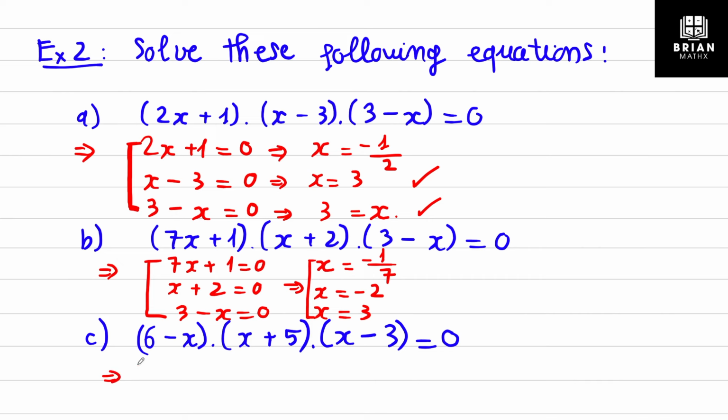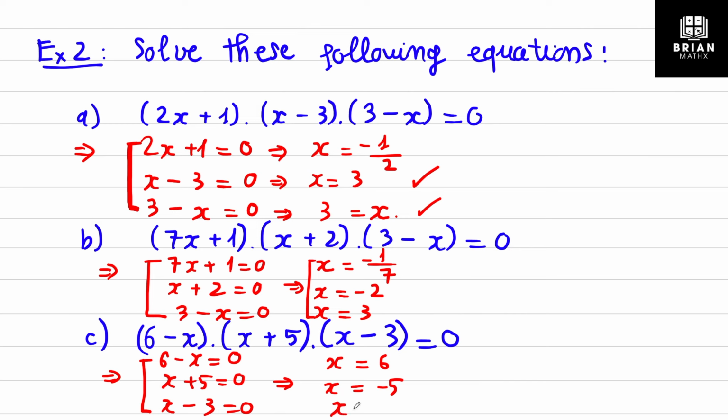Okay, and the last question, C. You have three brackets multiplied equal to 0. So in the square bracket, you have 6 minus x equals 0, x plus 5 equals 0, and x minus 5 equals 0. Here you get x equals 6, x equals negative 5, and x equals 5. And for this one, you have three solutions. That is how you solve an equation by factorization.